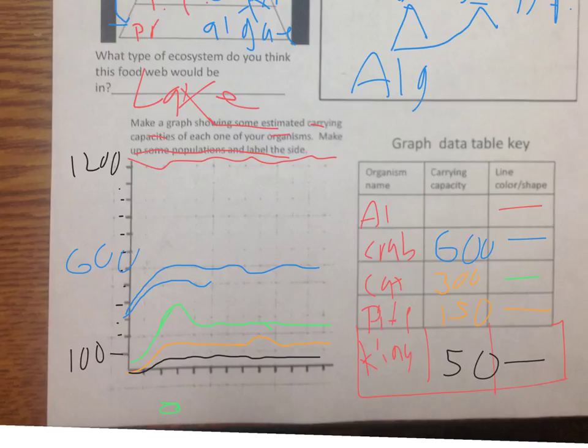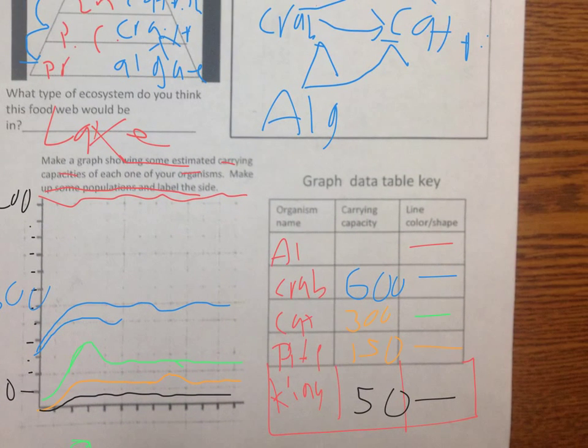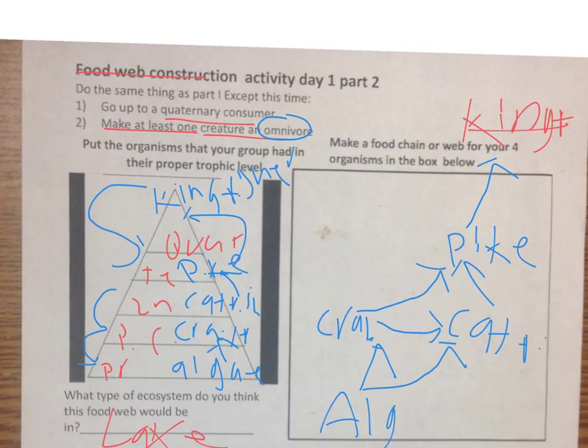So this would be a good example of how to do this assignment. Nothing super fancy. Basically just checking to see that you understand how carrying capacities can be determined based on relationships with other organisms. So biotic factors determining carrying capacity. So that's it. Okay, 13 minutes.